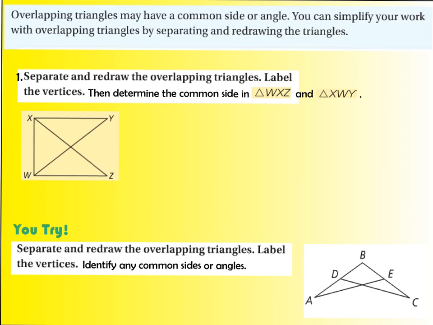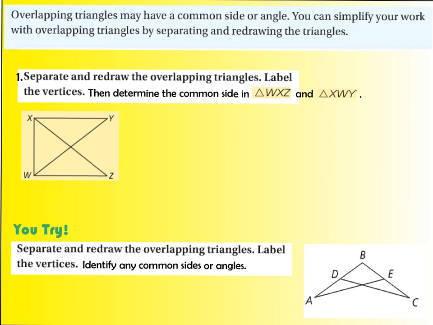Alright, so overlapping triangles may have a common side or angle, or both. You can simplify your work with overlapping triangles by separating and redrawing the triangles. Sometimes that's easier to do so you can more clearly see what's going on. So number 1 says separate and redraw the overlapping triangles, label the vertices, then determine the common side in triangle WXZ and triangle XWY.